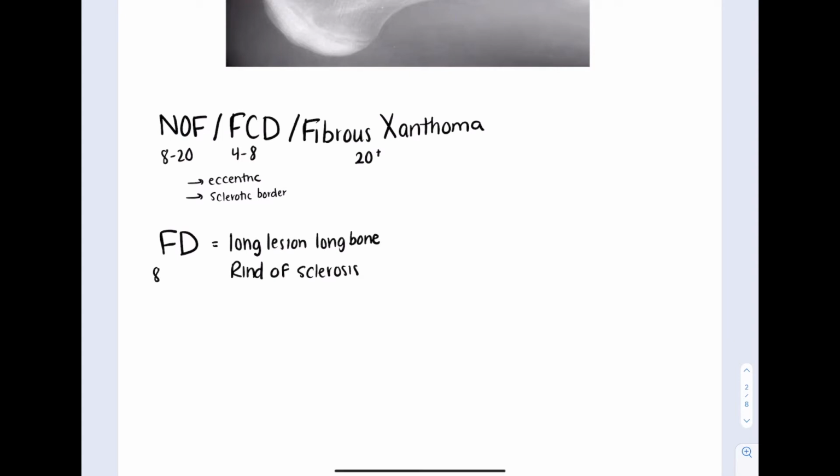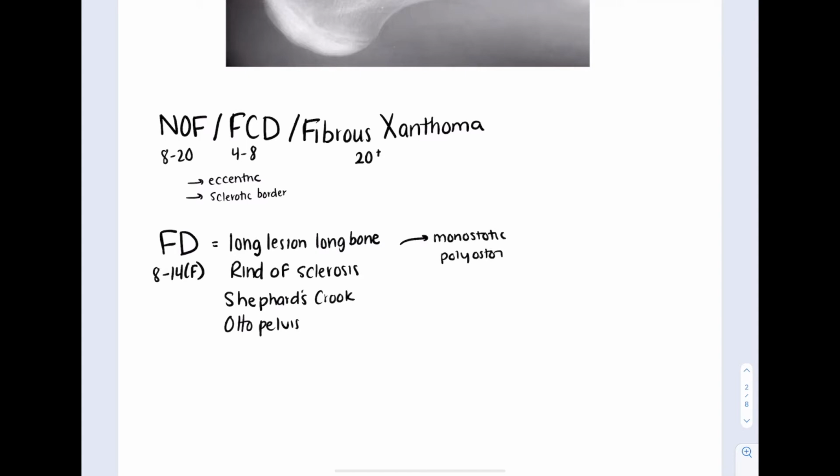Remember, FD, just to put this here, is 8 to 14, and we keep it forever. Some other things that we see with FD is we can see something like a shepherd's crook. Well, we're in the foot, so that's not happening. But that's something with FD that we could see. And the other thing is something like protrusio acetabuli, where we have the sclerosis or the thickening going into the pelvis, so we're pushing the femoral head into the pelvis. With FD, remember that we have 3 types. So we have monostotic, polyostotic, and then the one that's specific to females, which is McCune-Albright.